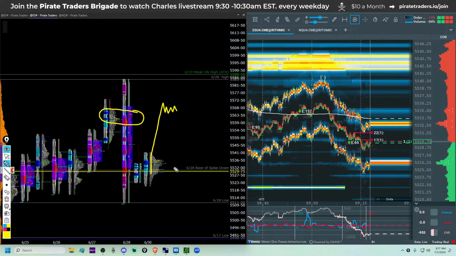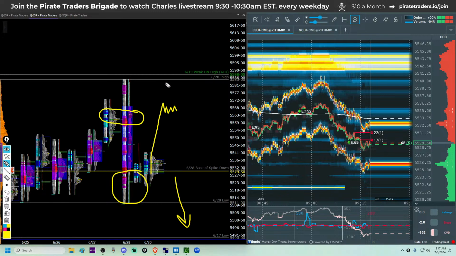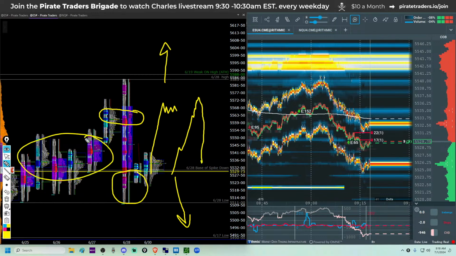What would be more likely in my mind, what the spike down on Friday tells us, is a higher probability today that even if we don't go lower, we're probably not going higher. So probably what would happen is we push up into here, run out of steam, and then come back down and keep going sideways. Okay.